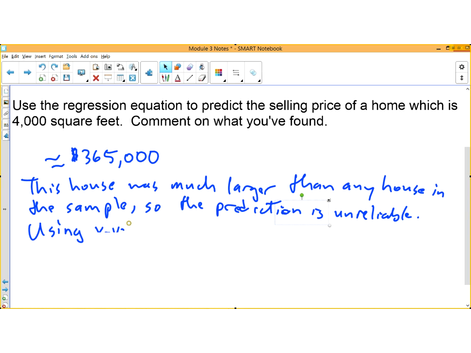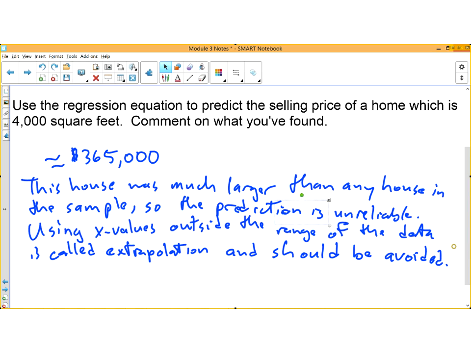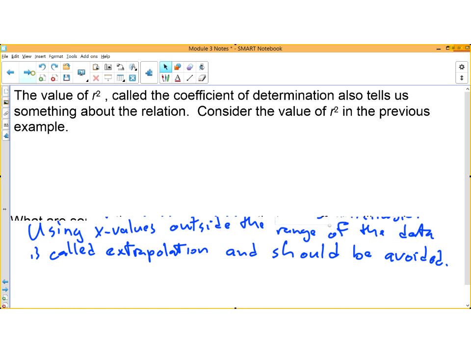So using x values outside of the range of the data is called extrapolation, and should be avoided. So that's something to be extra cautious about.